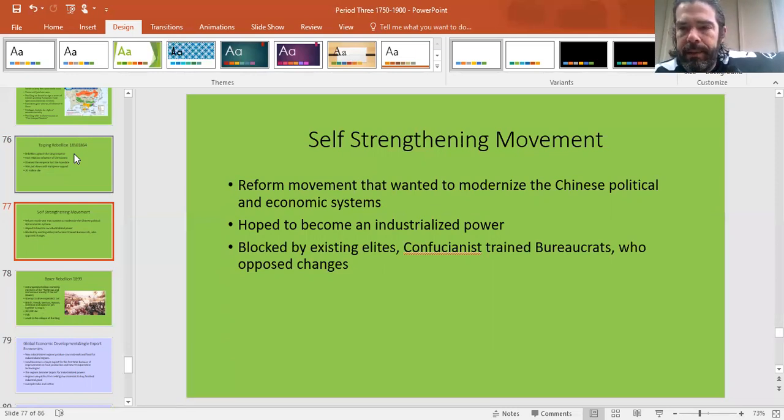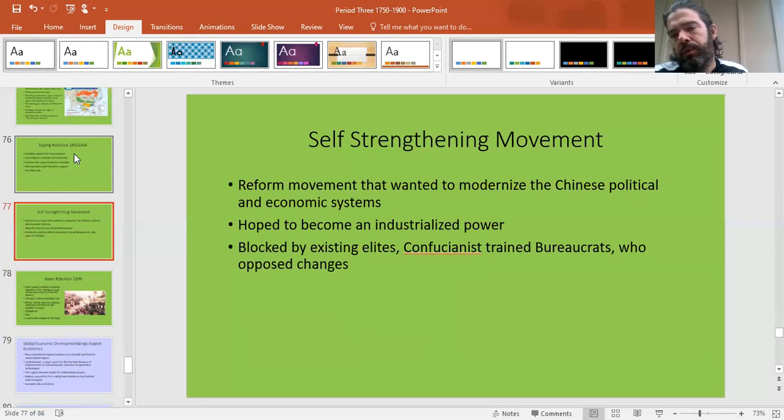Foreigners control our economic systems. Our people are suffering. We just had this terrible civil war. We've got to fix this system. We have to modernize, and modernize means industrialize. We have to change our social customs. We have to change political systems. We've got to move forward, or else these European wolves are going to tear us apart. Fundamentally, it is a movement to try to become an industrialized power.